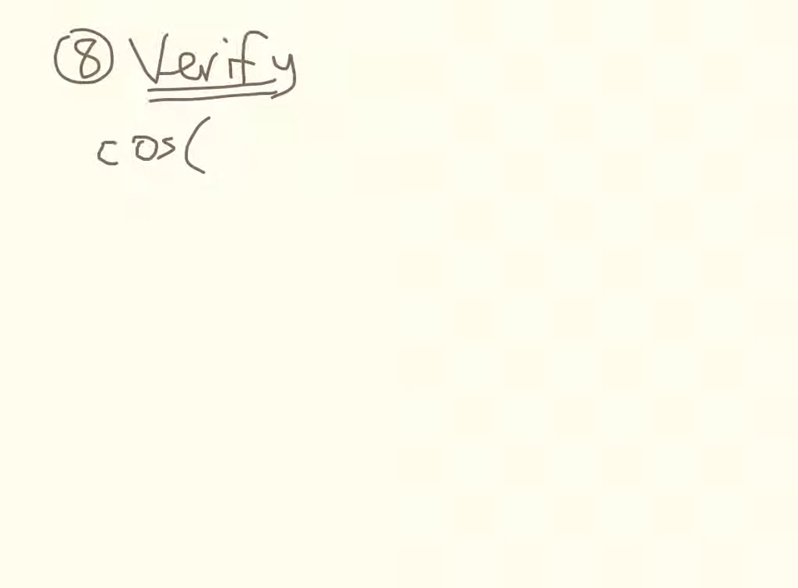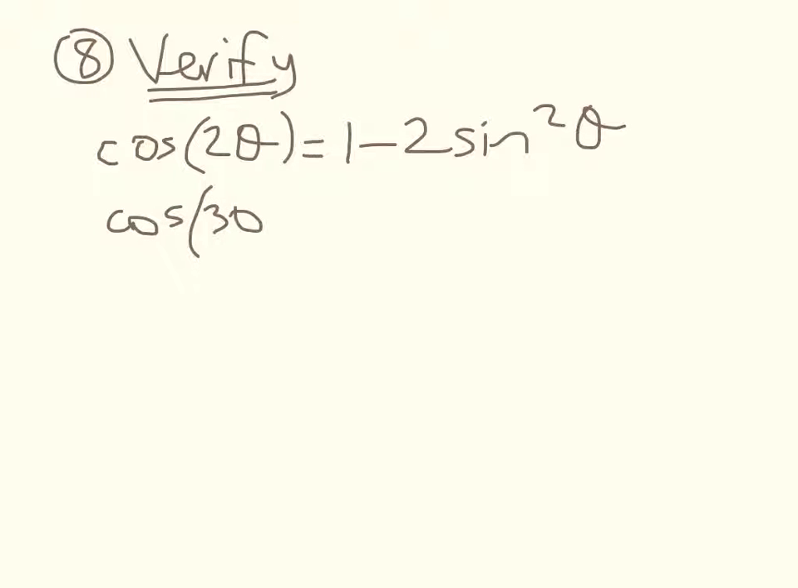Alright, question 8 is a bit more interesting. It says to verify. So verify means that we're told to check whether it's true that if I have the formula for cos of 2a, I want to show that something works. So we know that cos of 2 theta is 1 minus 2 sine squared theta. And we're told that cos of 30 degrees is equal to root 3 on 2. Right, we know that from our special triangle.